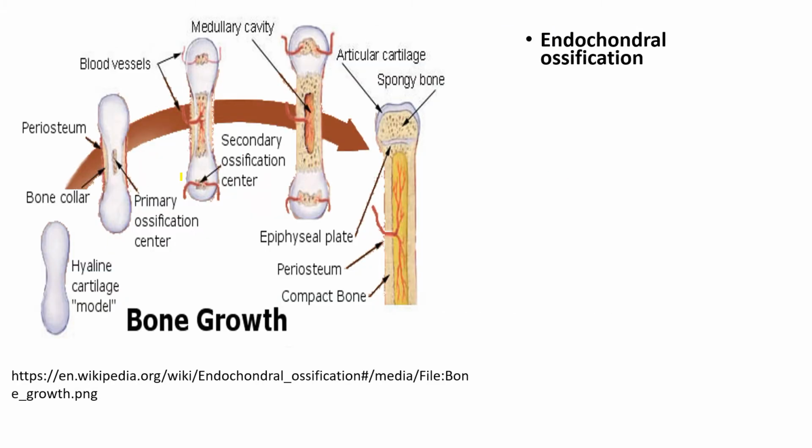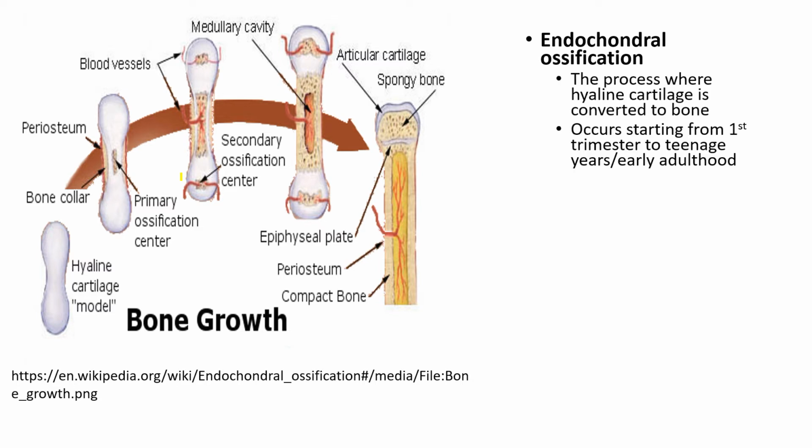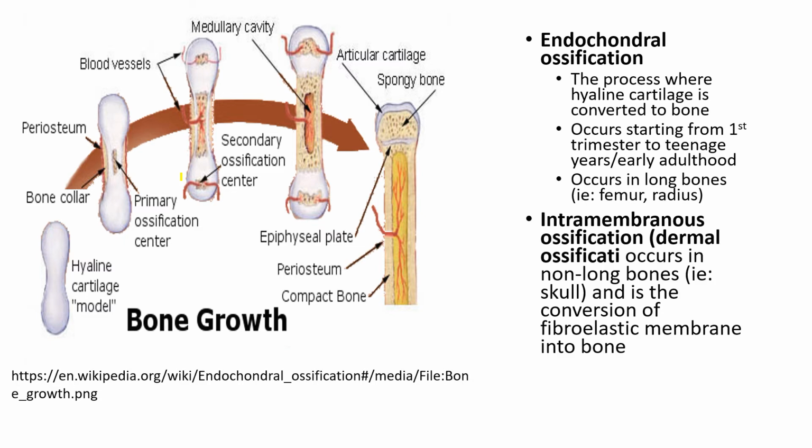So there are two processes you should be aware of. The first is endochondral ossification, and this is the process where hyaline cartilage is converted into bone. And this occurs from the first trimester to the teenage years / early adulthood, and this occurs primarily in long bones. So think bones like the femur and the radius are going to be long and skinny bones, and this is where the cartilage is converted into bone.